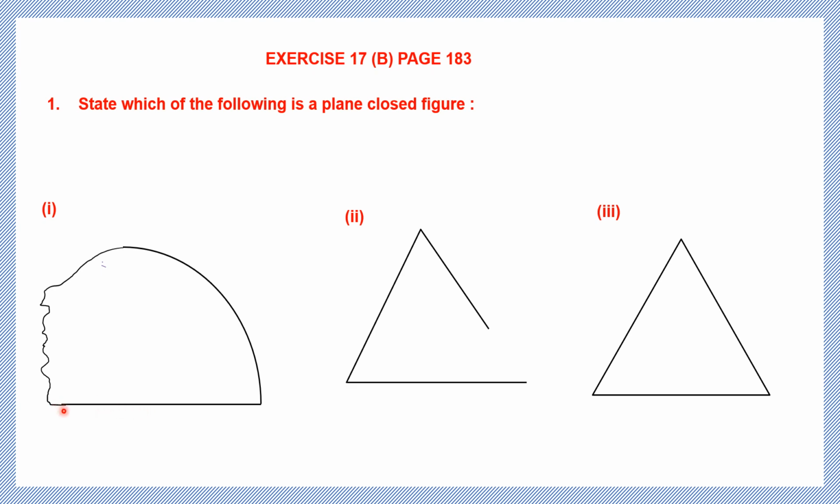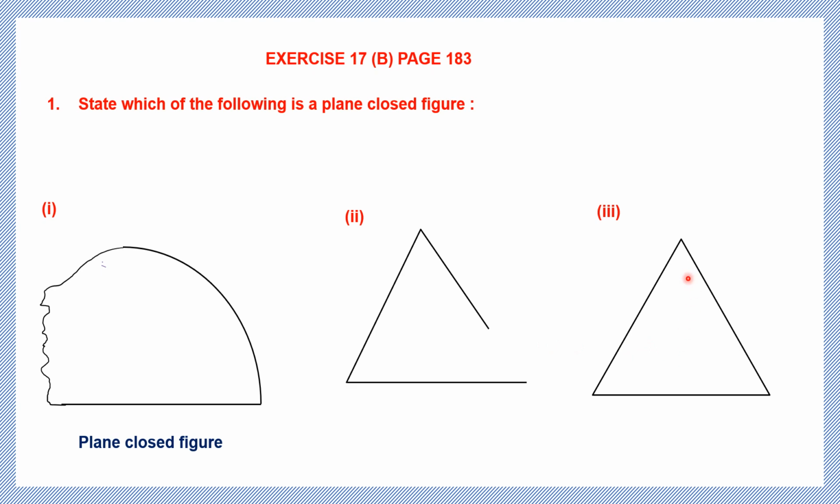So look at this figure. Here you can see a figure which is completely closed on all sides. It's bounded by curves, it's bounded by a line and nothing is intersecting each other. It's continuous, isn't it? It's continuously going. So this is a plane closed figure. The first one is a plane closed figure. Look at the second one. You can easily say this part is not covered. It's open. So it's not a plane closed figure.